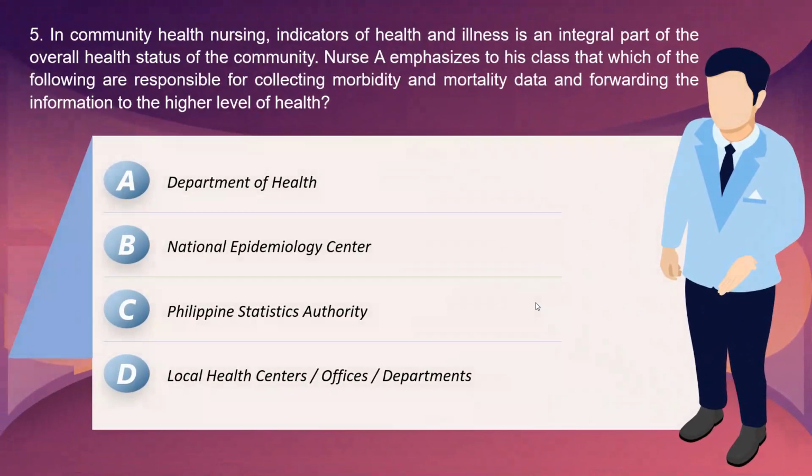Number five, in community health nursing, indicators of health and illness are an integral part of the overall health status of the community. Nurse A emphasizes to his class that which of the following are responsible for collecting morbidity and mortality data and forwarding the information to the higher level of health. The keyword here is higher level of health, and we know that the higher level of health is actually our Department of Health. And part of our Department of Health is the National Epidemiology Center because that's basically a subset of the Department of Health. And of course, the one collecting the data is the Philippine Statistics Authority. The answer for number five is local health centers, offices, and of course, departments.